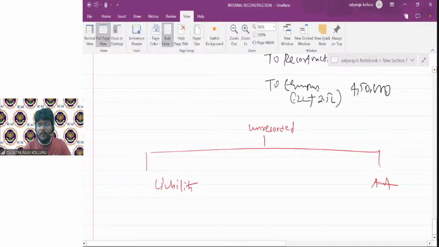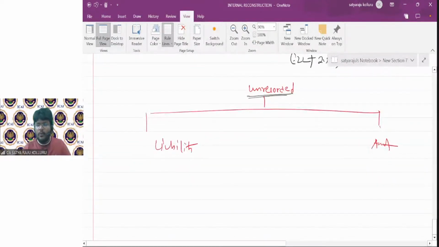Sir, during the process of internal reconstruction, we come across certain unrecorded liabilities. Unrecorded liability means something not recorded in the books of accounts till now, but right now we recognize it as a liability. Or there may be a chance of recording a liability right now. So unrecorded means the company is not necessarily making any mistakes. It actually involves two situations.